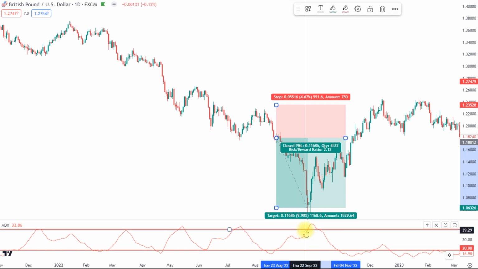And here, when the ADX is crossing the 40 line to the top, we are in this really strong trend and we need to pay attention.